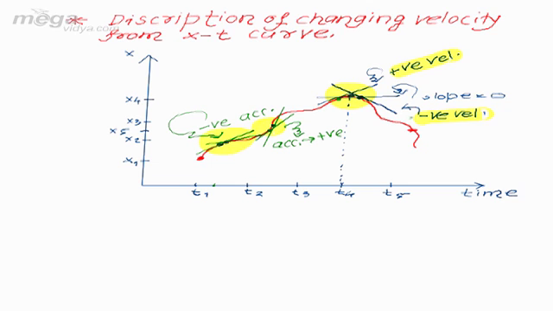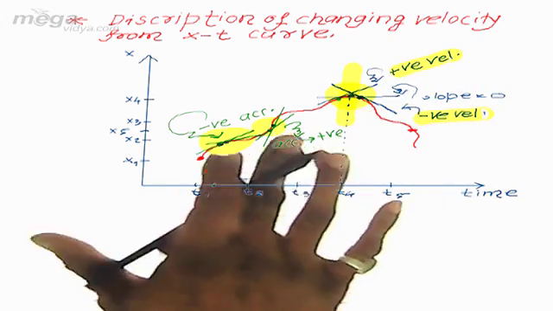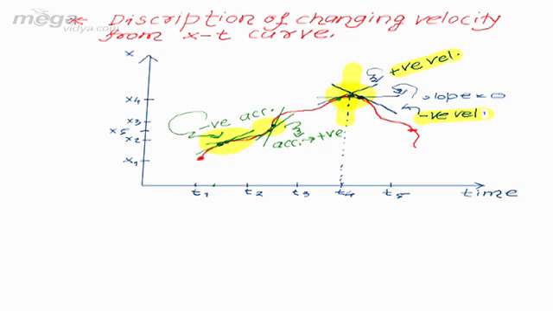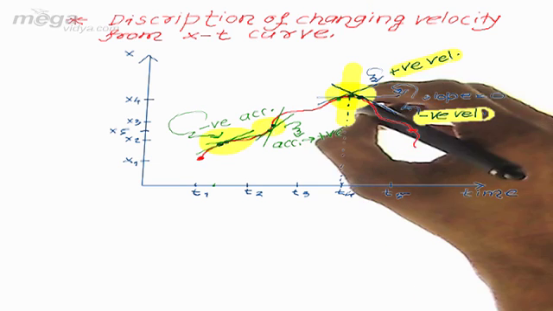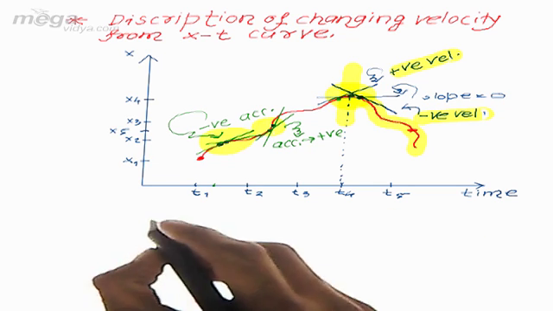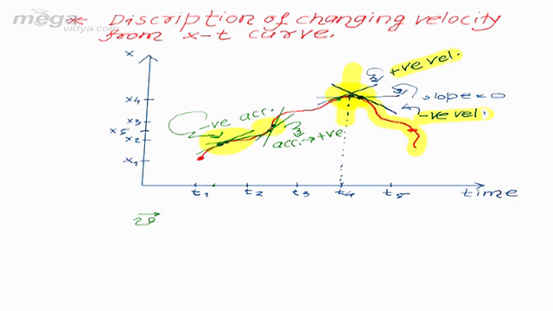If we assume the direction of motion to be positive, then after this point, acceleration becomes negative and the particle is also moving in the negative direction. So for that convention, when we are taking the motion of the particle to be positive, in this segment acceleration is positive.